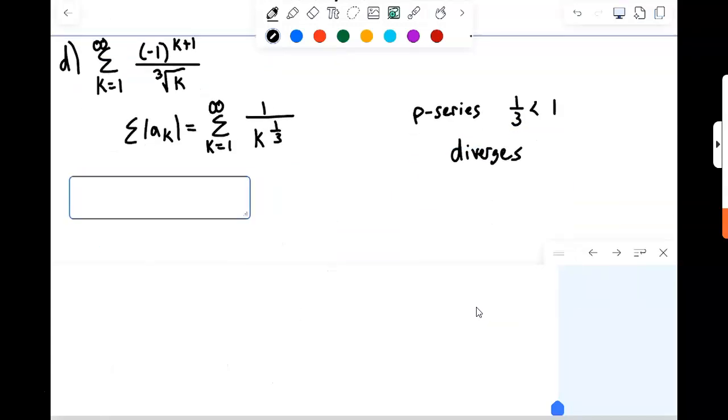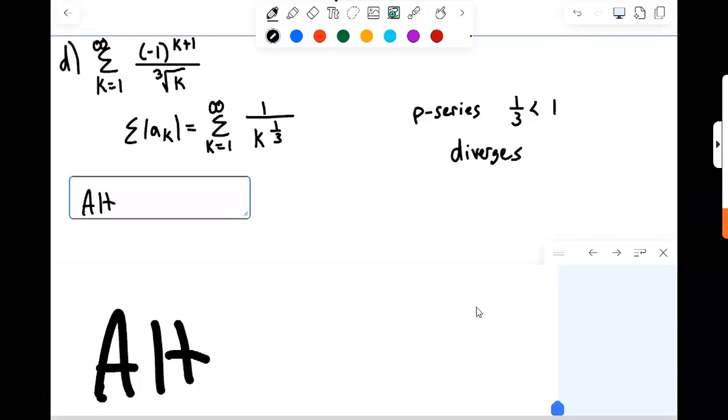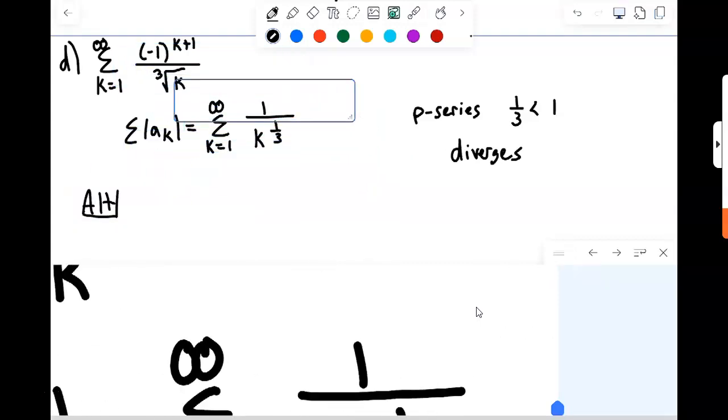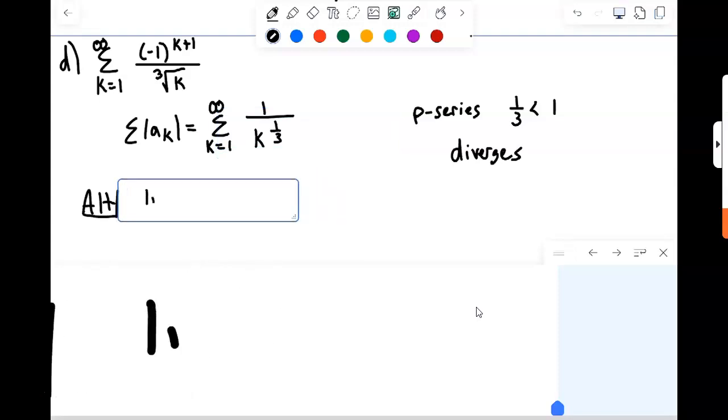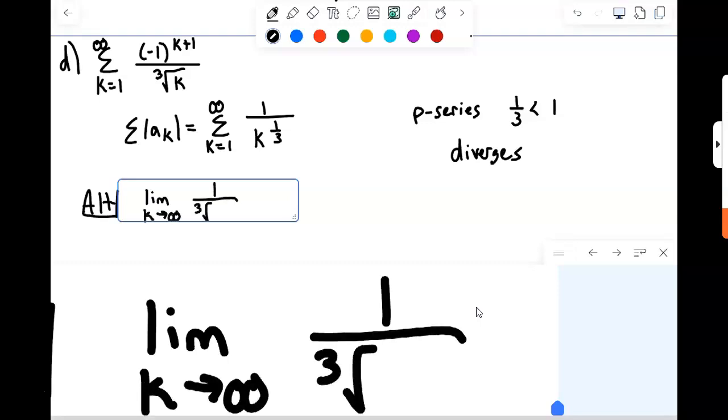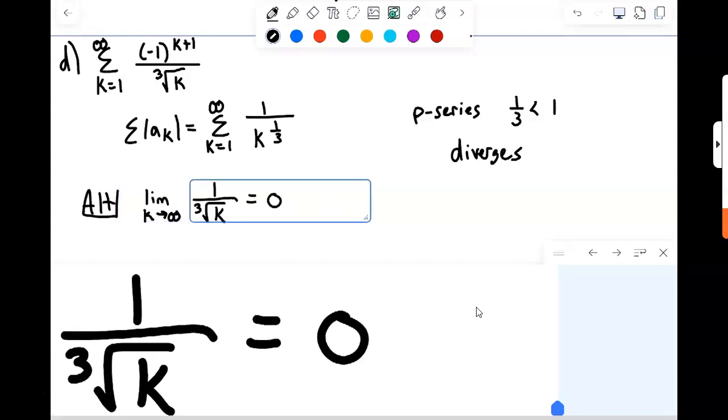So we turn to our alternating series. We say, okay, what about the alternating series? Well, for the alternating series, we begin by looking at the limit of the underlying sequence. The limit as k goes to infinity of 1 over the cube root of k. Well, that's definitely going to 0. So that first part of our alternating series test works. We know that the limit goes to 0.